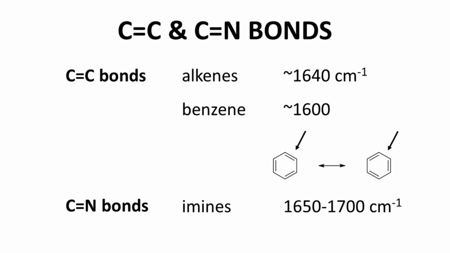CN double bonds appear around 1,650 to 1,700 wave numbers. This is a useful signal, but CN double bonds, imines, are not a very common functional group.